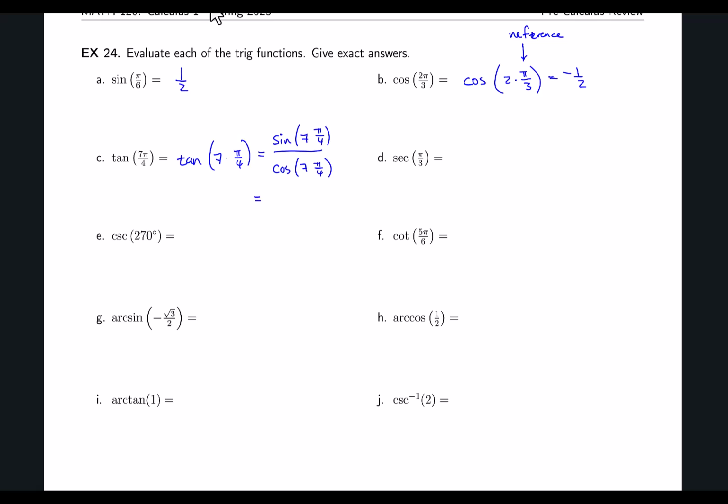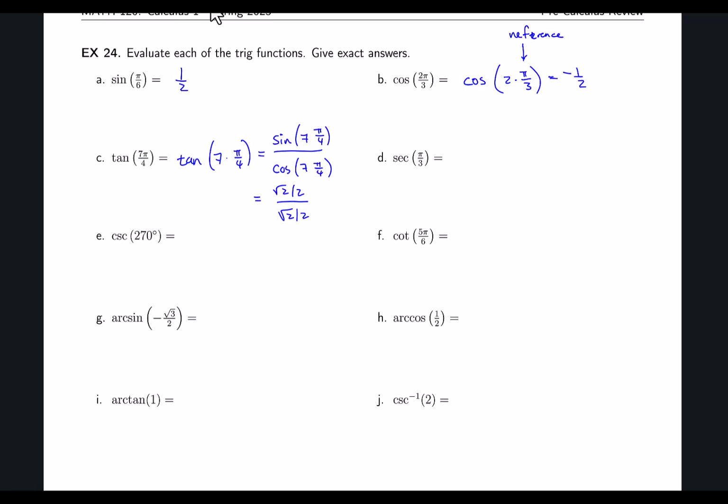All right, so sine pi over 4 is root 2 over 2. Cosine pi over 4 is root 2 over 2. So this is going to eventually be 1, but it could be positive or negative 1. And we have to determine that with the 7. So we need to know what quadrant we're in. So 7 pi over 4.